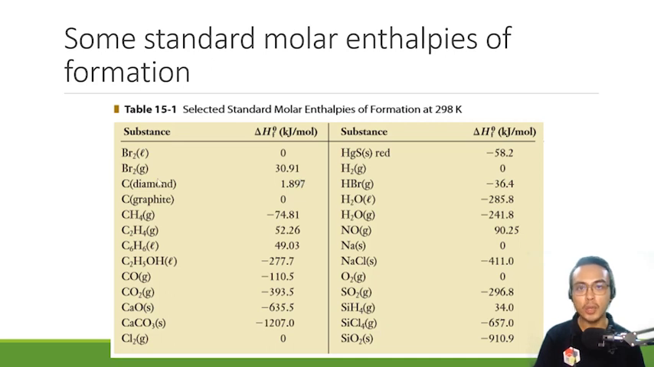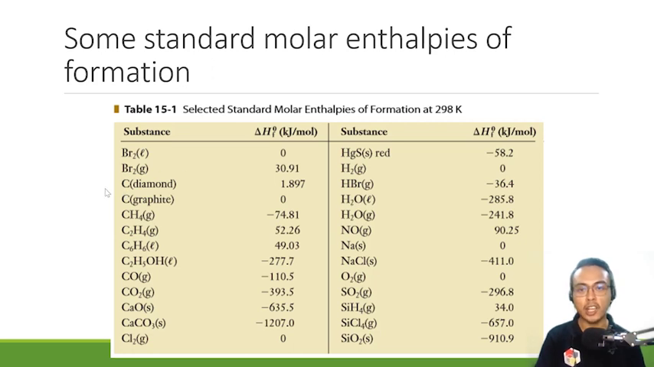That means that bromine under standard conditions exists as a liquid because only elements in their standard state can have an enthalpy of formation of 0. Everything else will have a value. Okay? Another example of that is carbon.